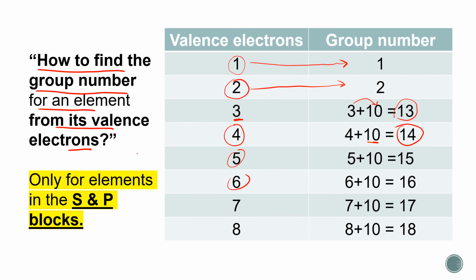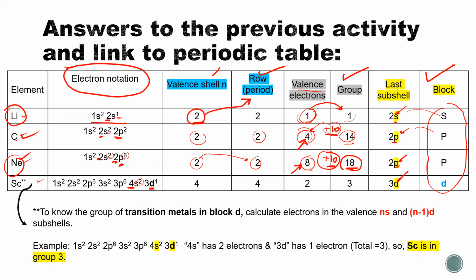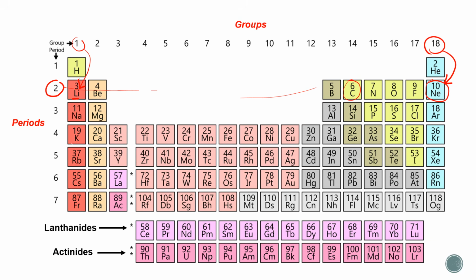Now this is true only for S and P block elements. What do I mean by that? I mean all the elements in the S block and in the P block. Alright? Now you notice that we didn't talk about scandium here. Right? So scandium has a valence shell of 4, so it's in period 4. As you can see here, period 4, here is scandium. But which group is it in? It's group 3.